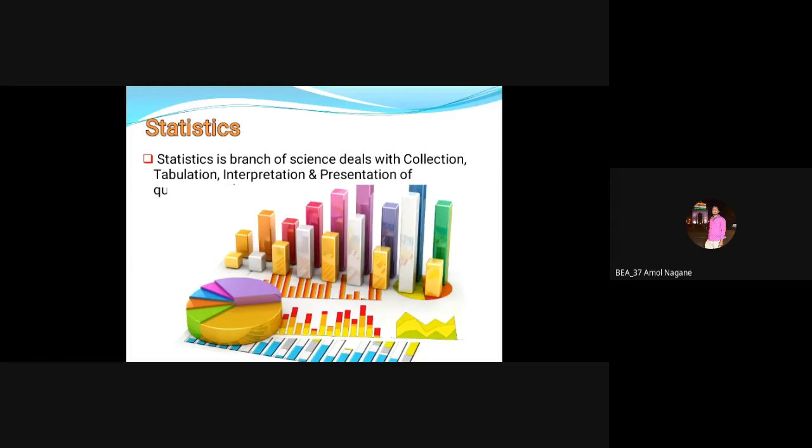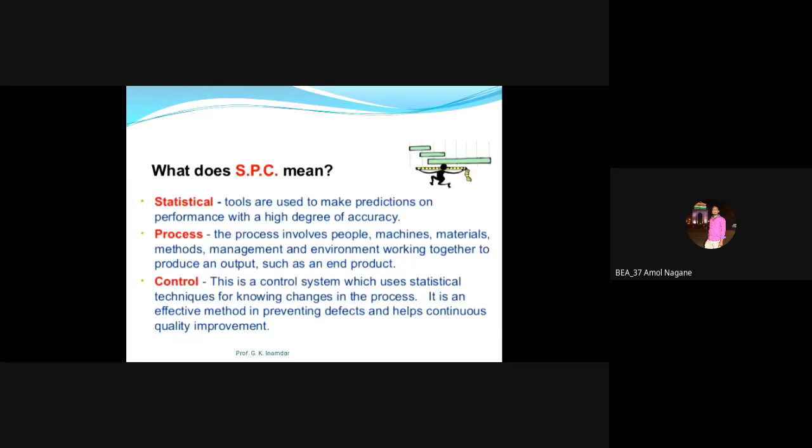Now, we already discussed statistics. Statistics is a branch of science that deals with the collection, tabulation, interpretation, and presentation of questionnaire data, whatever data is available. Is it right? We already discussed this type of charts: bar chart, histograms, horizontal histograms. This is nothing but statistics.